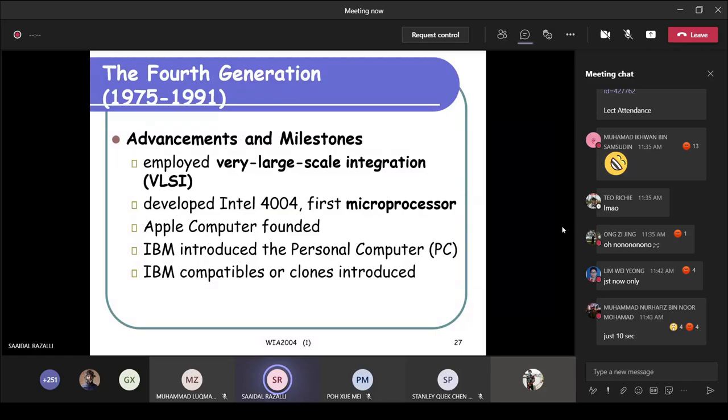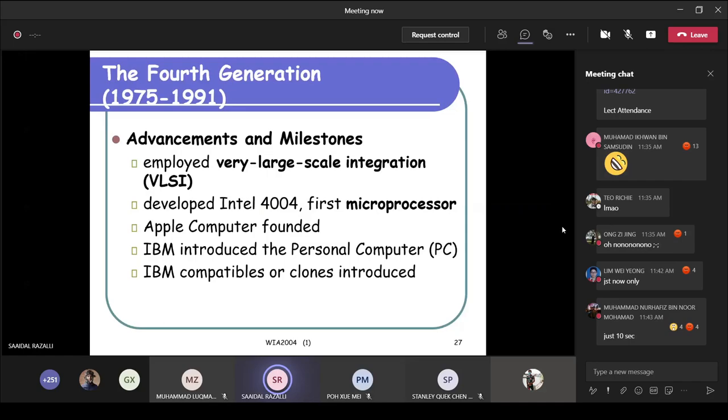So that is the advancement. Milestone: the fourth generation computers also employ very large scale integration, VLSI. So all these electronic components you can scale very small onto the circuit board. They developed the Intel 4004, the first microprocessor. I think the speed was a couple of kilobytes, not even reaching a megabyte.